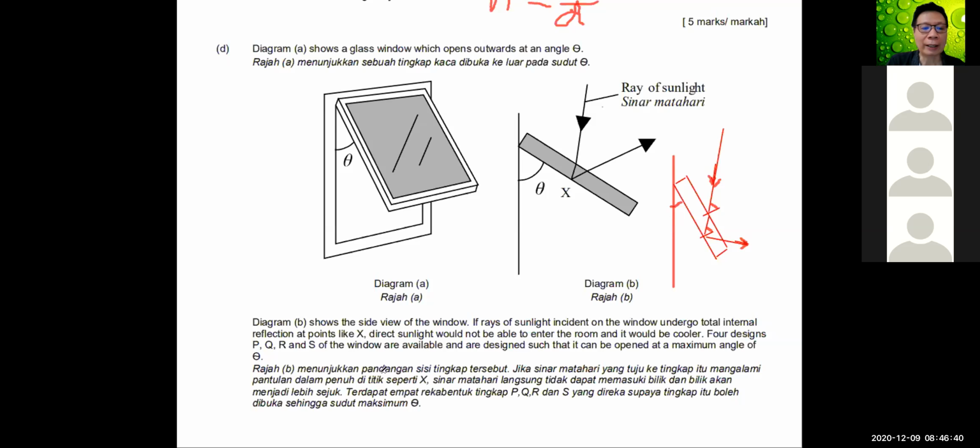Okay. Now the question asks: diagram B shows the side view of the window, a ray of sunlight incident on the window undergoes total internal reflection. I say total internal reflection. Direct sunlight would not be able to enter the room and it would be cooler. For design P, Q, R, S, the windows are available. Now they ask you to choose which type of glass window is the best.